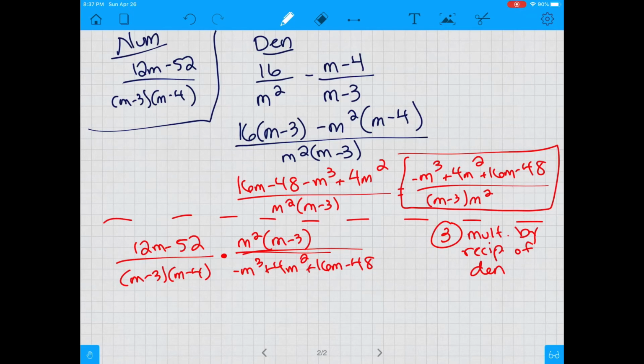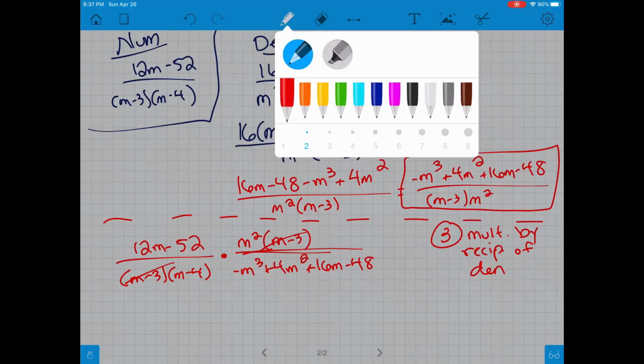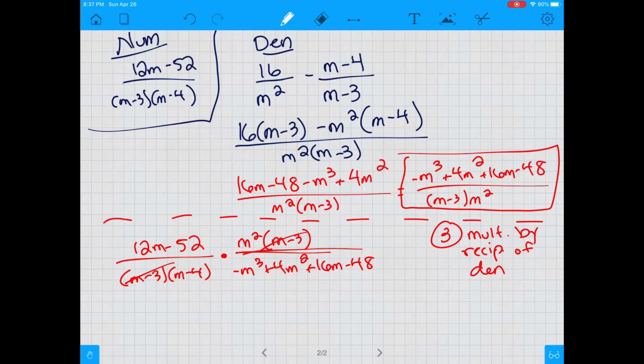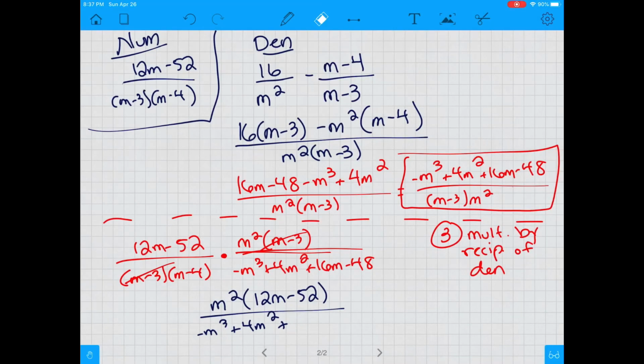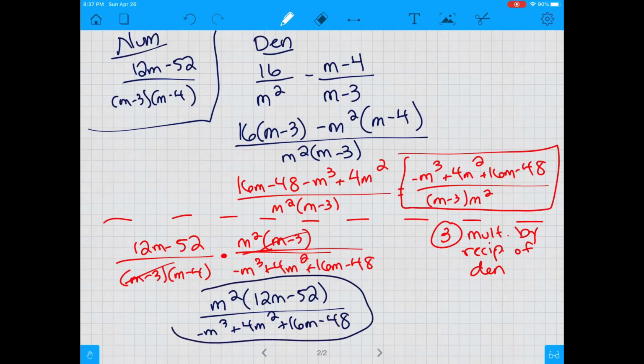Now you notice, nice part here, I can cancel some stuff out. The m minus 3's cancel out. And that's it. Now I'm done. Now I just write my final answer. I'll go back to blue here as m squared times 12m minus 52 all over negative m to the third plus 4m squared plus 16m minus 48.